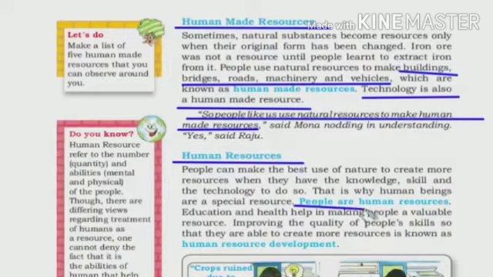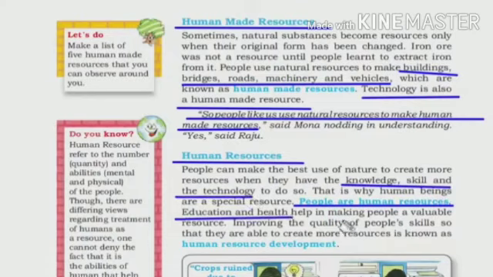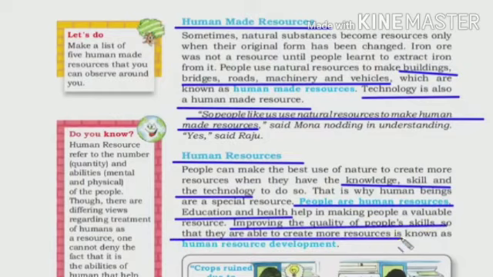Always remember, in this category, people are human resources because humans have the potential to multiply the natural resources with the help of knowledge, skills and technology. Education and health help in making people a valuable resource. That is why focusing on improving the quality of people's skills so that they are able to create more resources is known as human resource development. One of the reasons why developed nations are ahead is because of their high human development index, because the quality of skills given to people is much higher than in other countries. Or in other words, we say they have a lot of opportunities to grow in life.